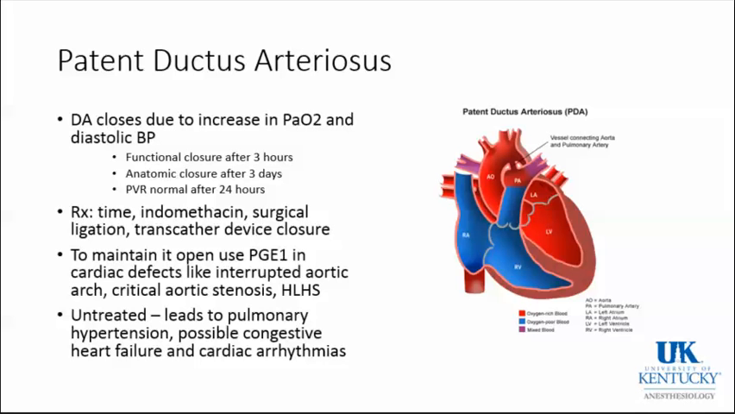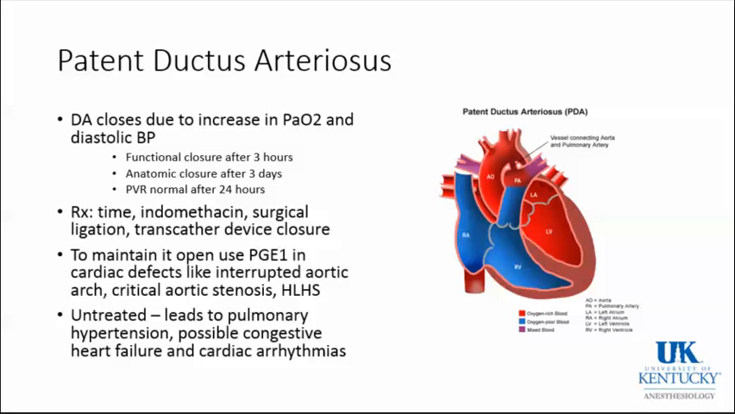How do you treat this? Time heals it a majority of times. If that doesn't happen, give indomethacin. And if that doesn't help, then surgical correction, either by a thoracotomy and ligation of the ductus arteriosus, or if they're a little older and more robust, you can take them to the cath lab and do an interventional closure.